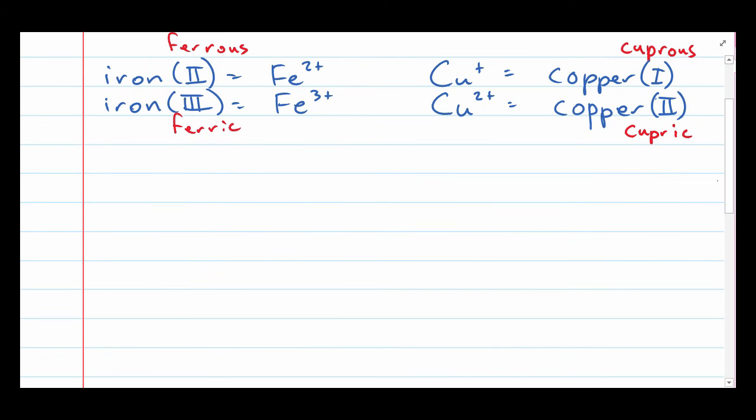So, if we were to apply this and we want to write out a chemical formula, let's say that we want to write out a formula for something like iron 3 oxide. Iron 3 oxide. Well, to write out this formula, we need to know the charge of the iron 3 ion.